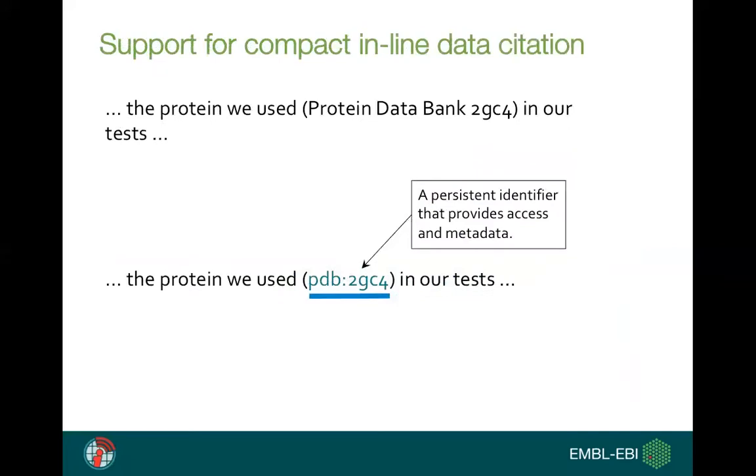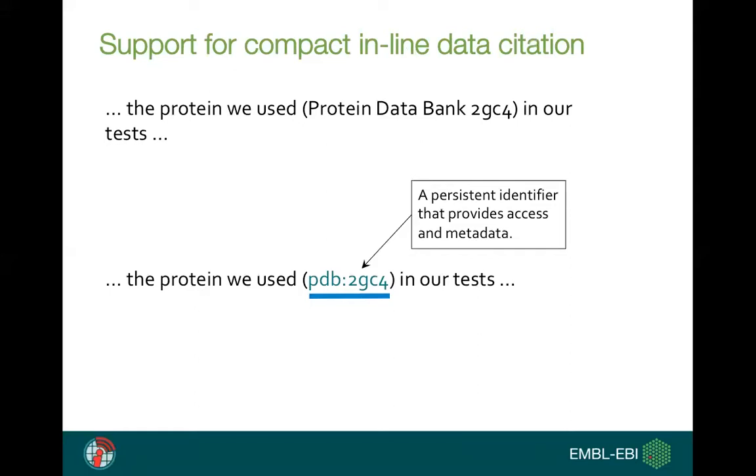So in life sciences, it's a common practice to cite data entities using plain text, for example, Protein Data Bank 2GC4. And in general, people in the field can understand it, but outside the community, it's really hard to understand. I mean, it's hard to find out where this information is stored or coming from.